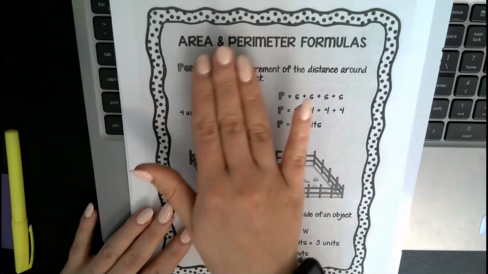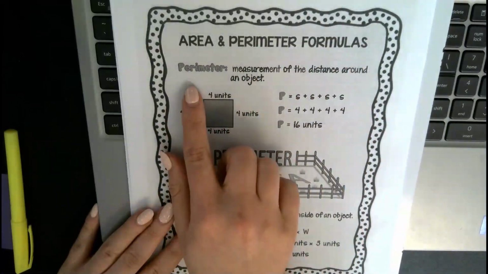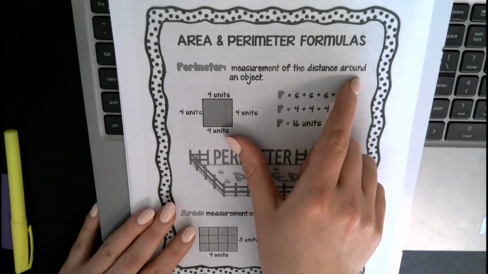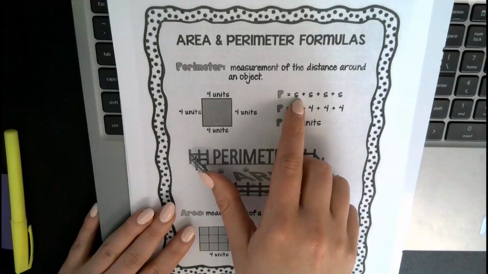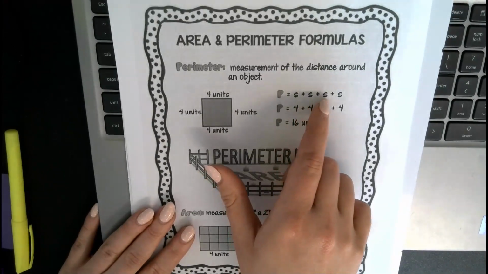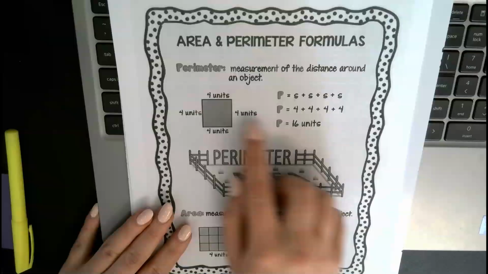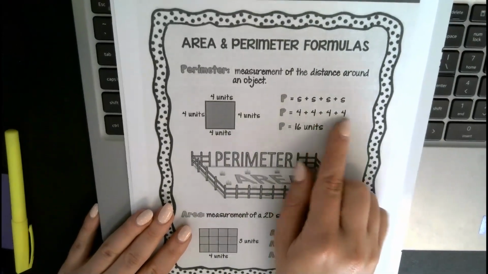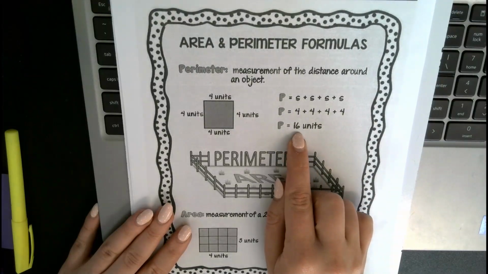We have talked all about perimeter. Perimeter is the measurement of the distance around an object. So we're just adding side plus side plus side plus side. In this case, where each side is 4 units, we just add 4 plus 4 plus 4 plus 4, which equals, very good, 16 units.